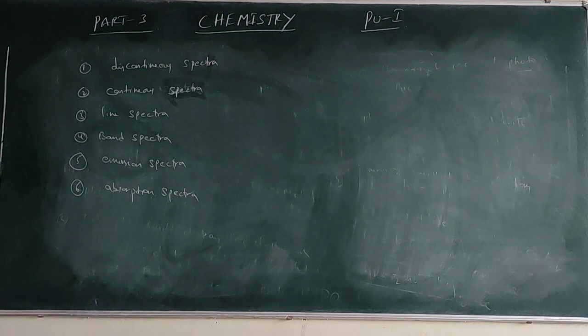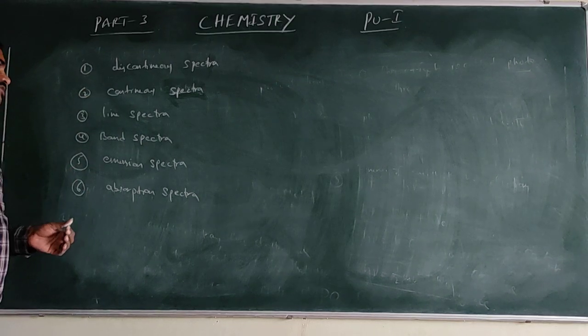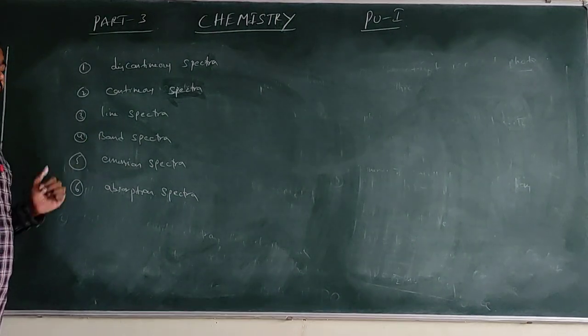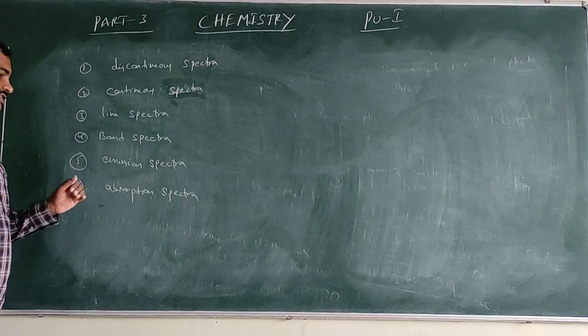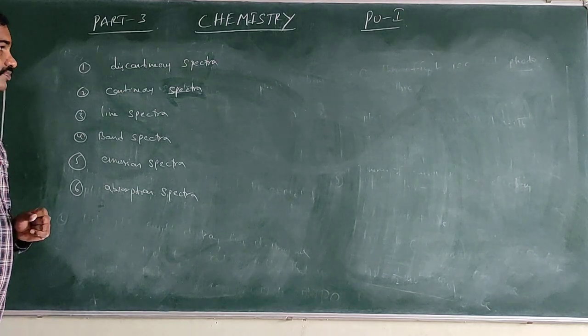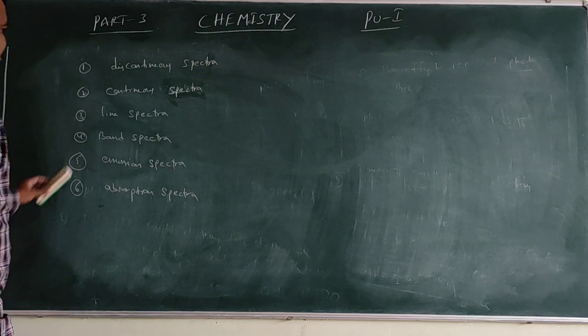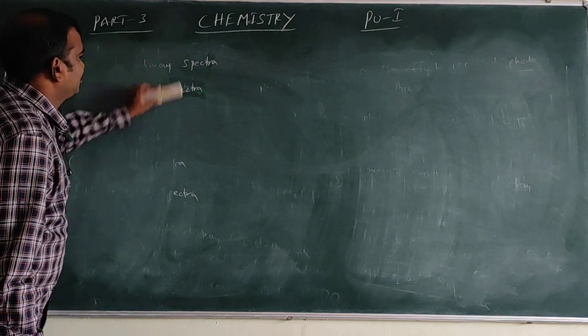Discontinuous spectra: how and from where is a discontinuous spectrum formed? Next, continuous spectra: from where is a continuous spectrum observed? Where are line spectrum and band spectrum observed? And what is emission spectrum and what is absorption spectrum? We discuss emission and absorption spectra now. Very, very important. Firstly, we explain what is continuous and what is discontinuous spectra.